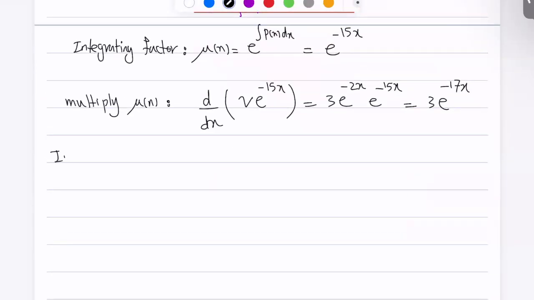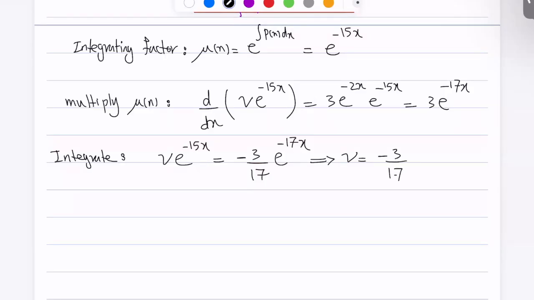Integrating the left-hand side gives me v e to the negative 15x, and the right-hand side, negative 3 over 17 e to the negative 17x. Okay, so we're almost done because we are about to find v. And once we have v, it's not that hard to find y, right? So if I multiply both sides by e to the positive 15x, I get e to the 0 on the left-hand side, which is 1, and negative 3 over 17 e to the negative 2x on the right-hand side.